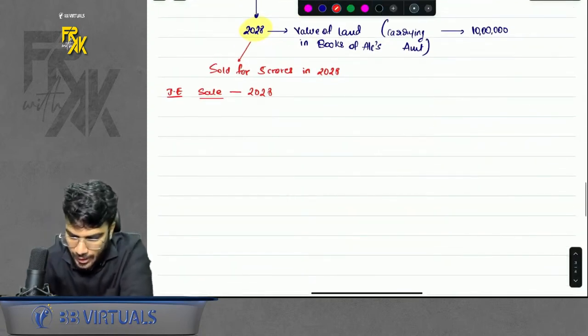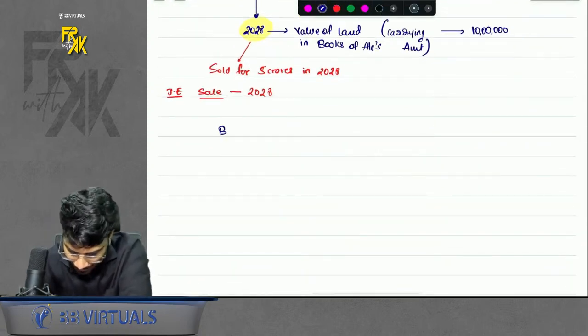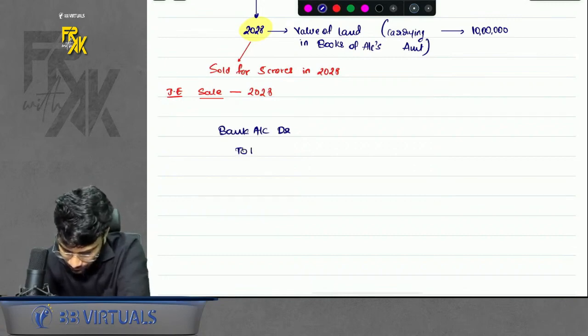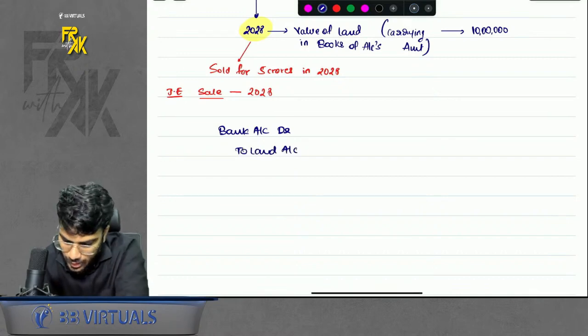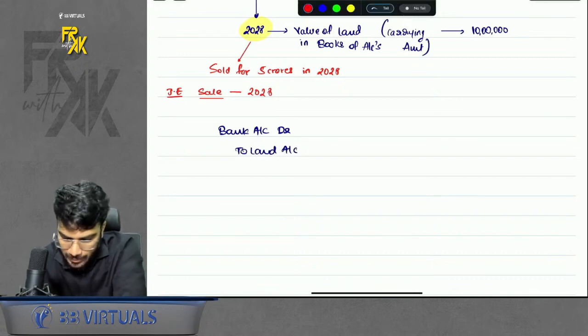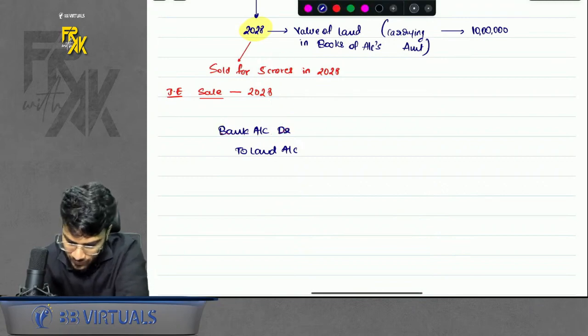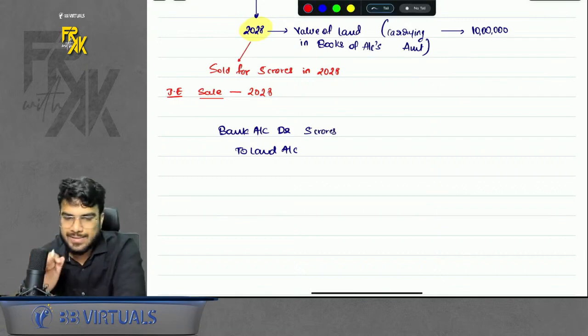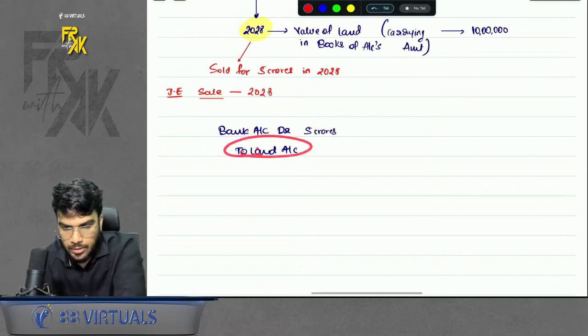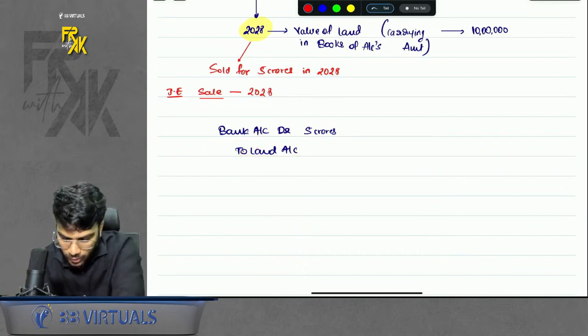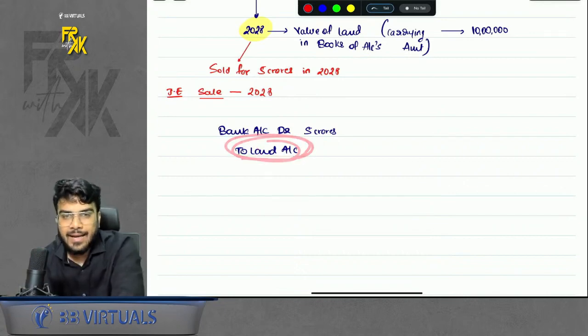Perfect. Now see, if you are saying that the entry should be bank account debit to land, that's it, then your answer is wrong. Why? Let me tell you. At what value will we debit the bank account? Of course, you are receiving the funds, so you will debit the bank account at 5 CR. Right? Now, because the land is going out, you are selling the land, so you will say to land account. But at what value will we credit the land account?